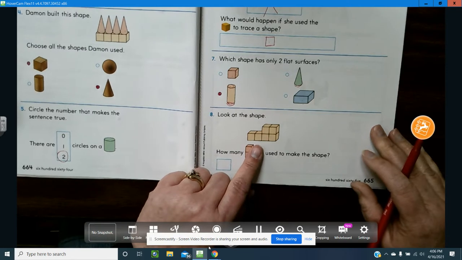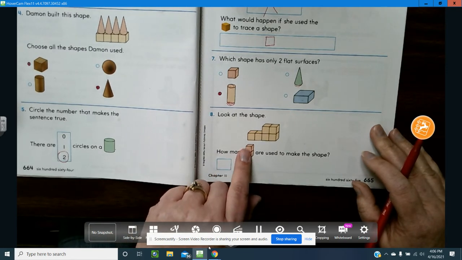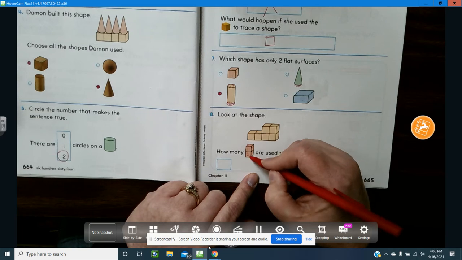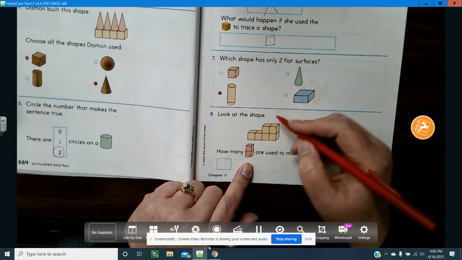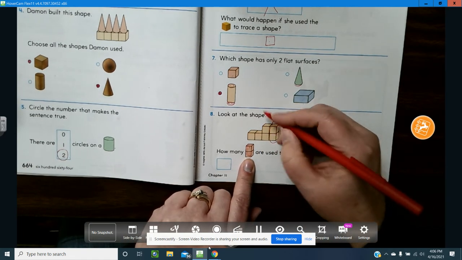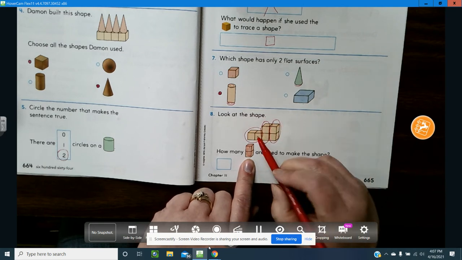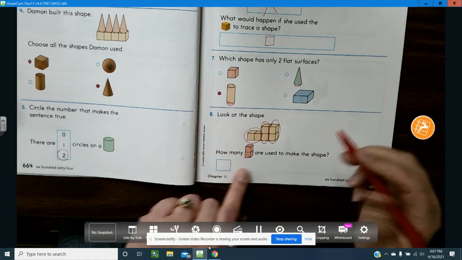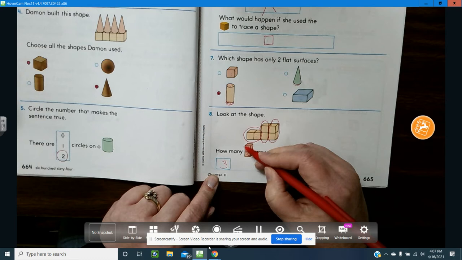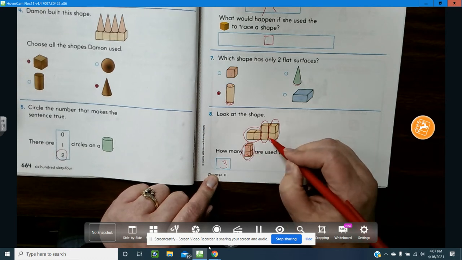Look at this big shape. How many sets of these blocks are used? So how many of these stacked on top of each other? So here's 2 together, here's 2 together, and here's 2 together laying down. So they used 3 of these to make this big set.